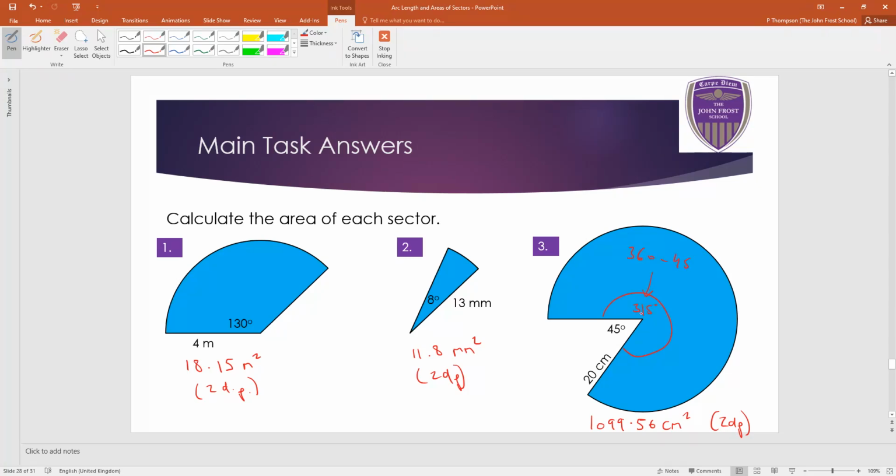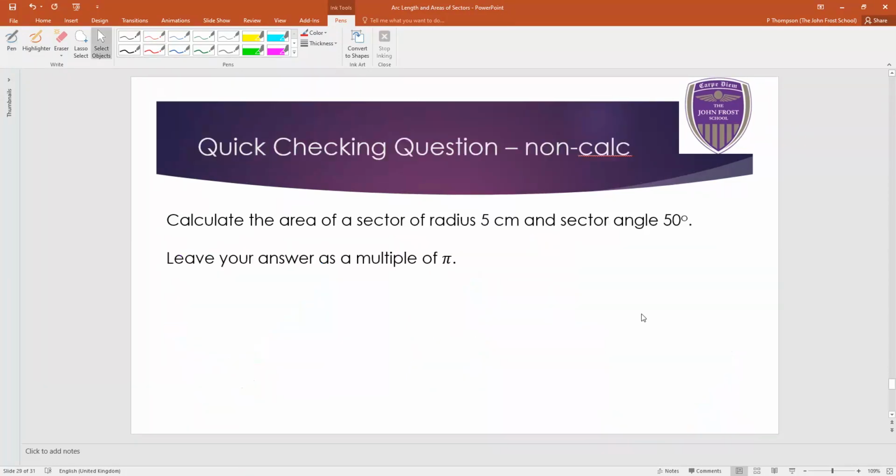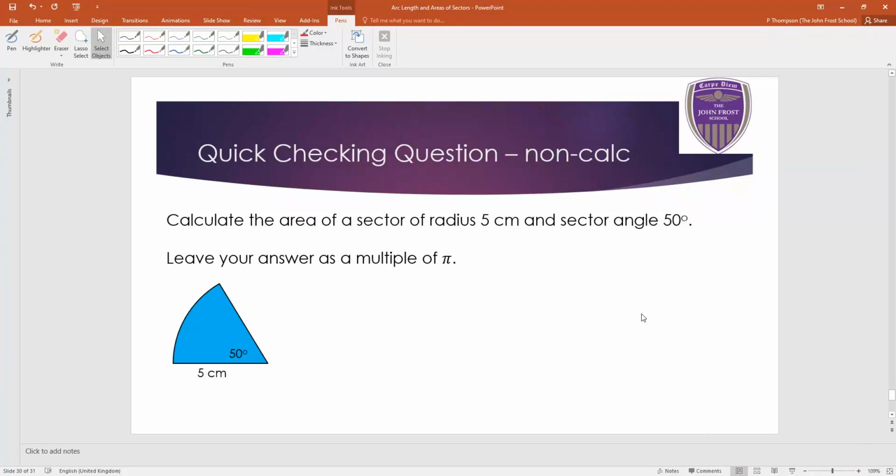Just make sure you mark those, and then we'll have a look at a checking question, which is here. So pause the video, write them down or make some notes, and then come back when you're ready to answer it. Okay, welcome back. As always, with these worded questions, I always draw a picture first of all. So I've drawn a picture here.